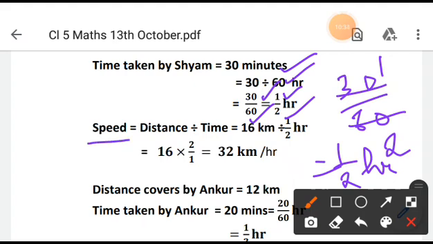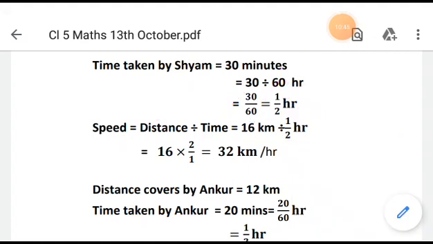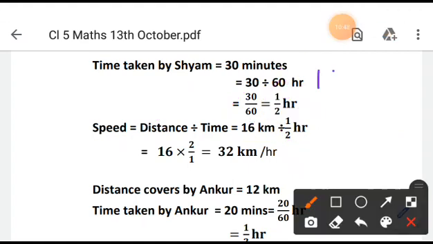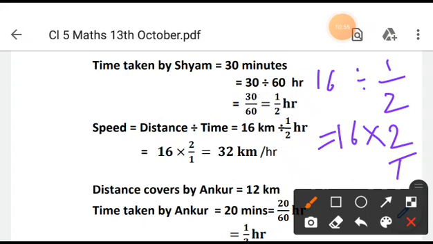Now you will have to find the speed. Speed is distance divided by time. So distance is 16 kilometer, which is already given, and time we have calculated in hours, that is 1 by 2 hours. Now you are doing the division, that is 16 divided by 1 by 2. Now you write 16 into 2 by 1. You are doing the simple division. Now 16 2s are 32 kilometer per hour.